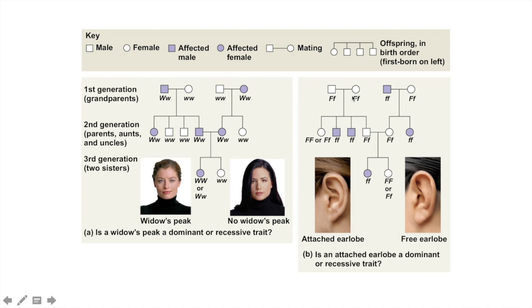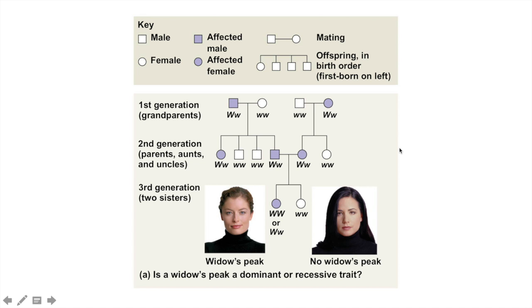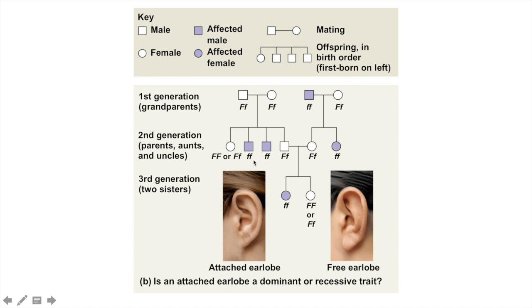And as you can see, both of these grandparents have this genotype that they're heterozygous. So the question is the free earlobe, I guess this is the attached earlobe is recessive and the free earlobe is dominant. So again, here's mapping the one trait, the widow's peak, and the other trait, which is the earlobe being attached or free.